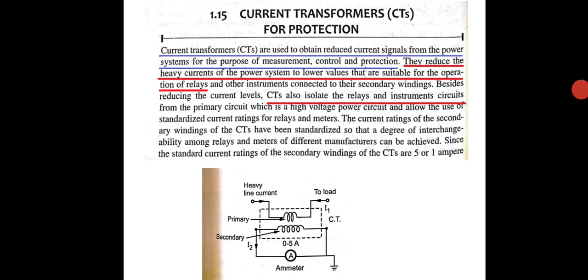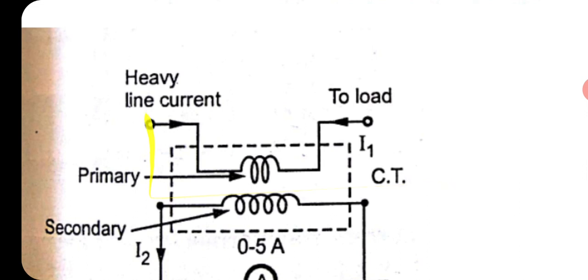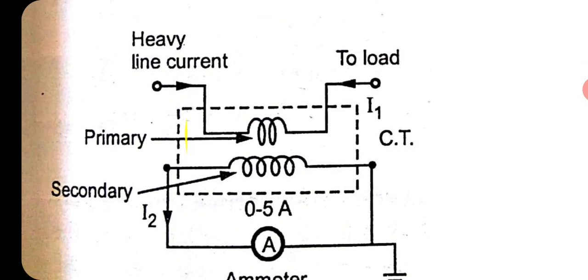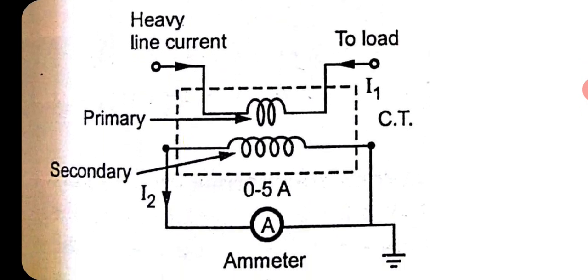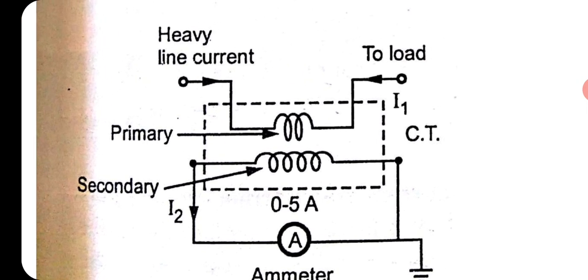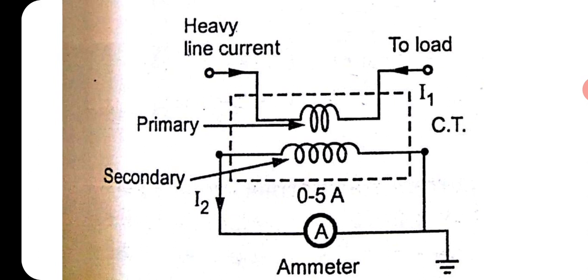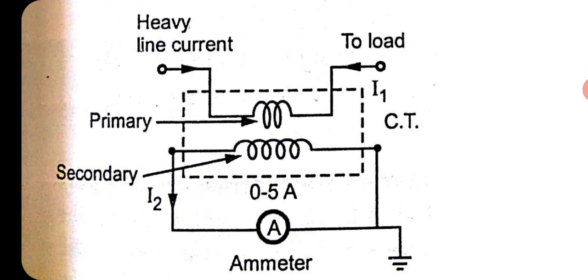I'll zoom in here. See here, the heavy current line input. This is your primary side, the upper one, where I1 is flowing. I1 is the heavy line current, the current flowing into the line, and that is the line to be protected.